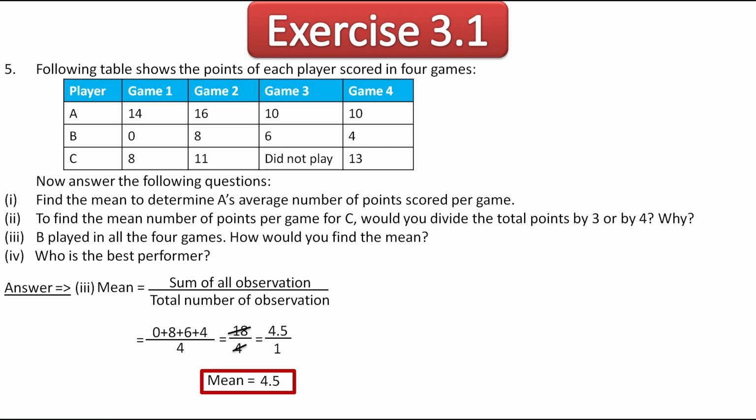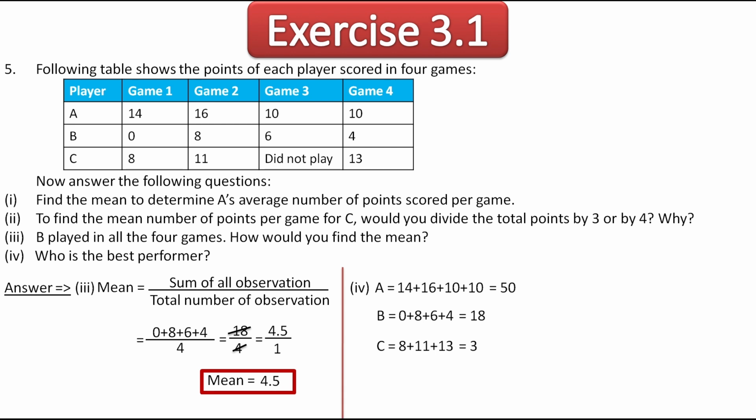Now the fourth question we have: who is the best performer? To find the best performer, we will add all the scores of each player. So A has scored 14 plus 16 plus 10 plus 10 is equal to 50, and B has scored 0 plus 8 plus 6 plus 4 is equal to 18, and C has scored 8 plus 11 plus 13 is equal to 32.